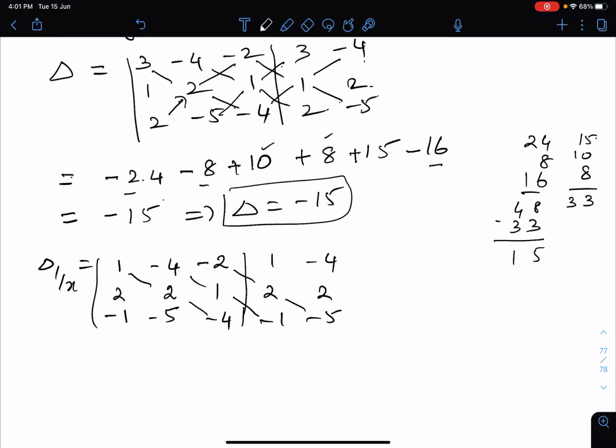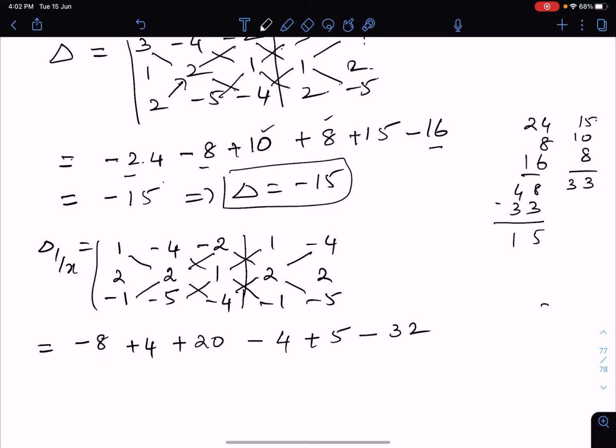Now repeating our first column, 1, 2, minus 1, and second column minus 4, 2, minus 5, multiplying through our principal diagonal and adjacent diagonals, you get minus 8 and then plus 4, and here it is 4 into 5, plus 20. Now by the opposite diagonal you have to multiply and subtract, so it is going to be minus 4, here it is plus 5, and here it is minus 8 fours are 32.